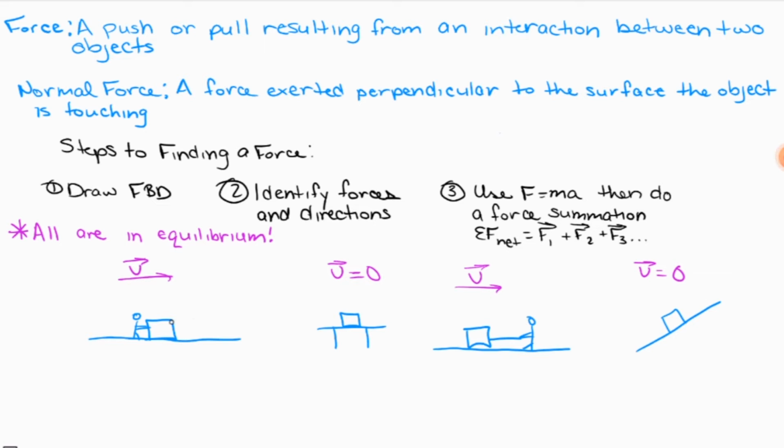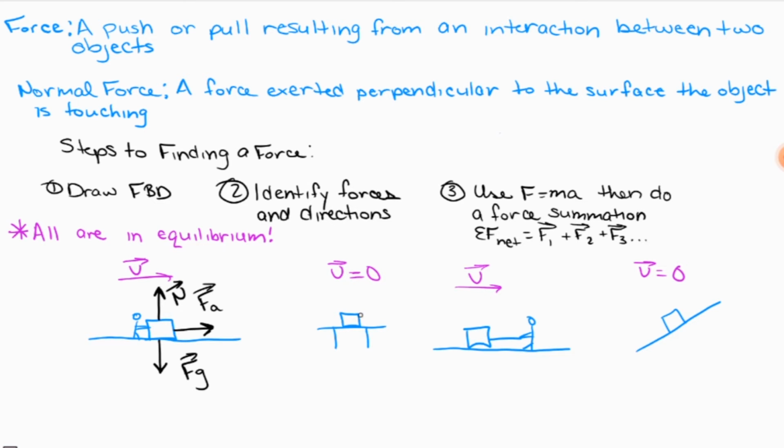The first one we have is a guy pushing a box to the right. So we have an applied force to the right, which is F sub A. We have the force of gravity going straight down, which is F sub G. Then we have the normal force going straight up.